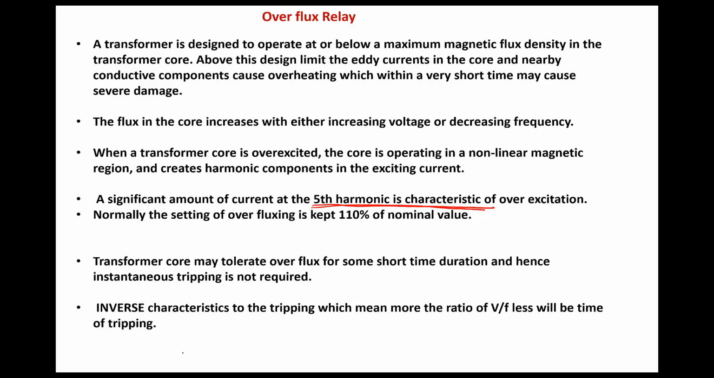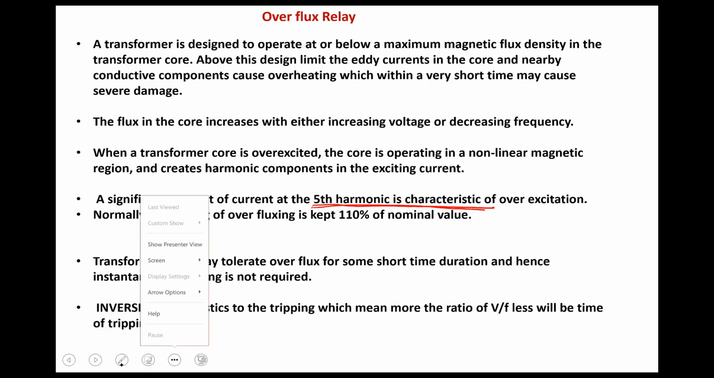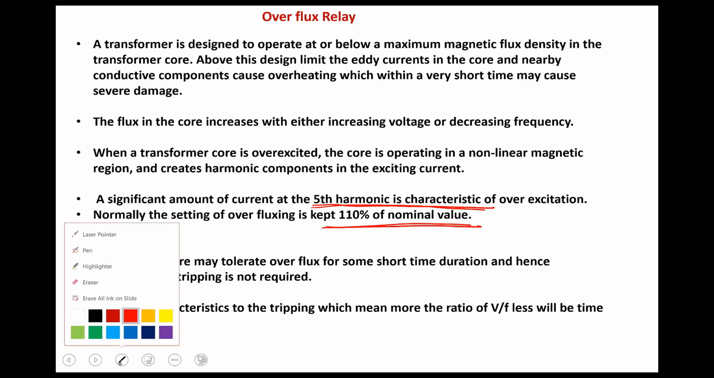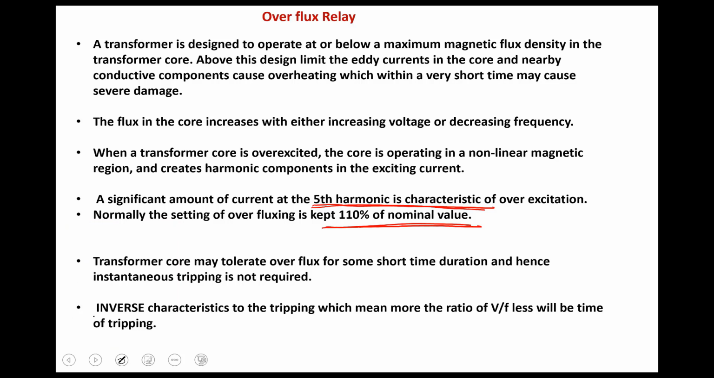So the second point is that normally you can excite the transformer core to 110% of its rated value. That means you can have 10% overload. That means if the magnetic flux capacity is, say, 100 Weber, just for example, then you can accommodate up to 110 Weber, 10% more than its peak value. Above 110%, if the flux inside the transformer core increases, then you have to trip the transformer. Understand?